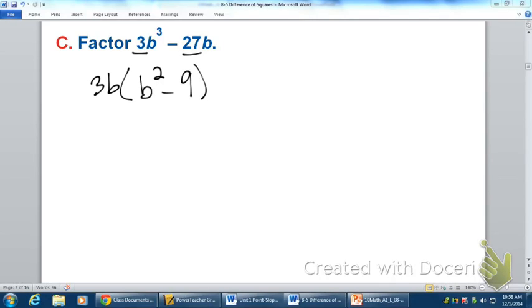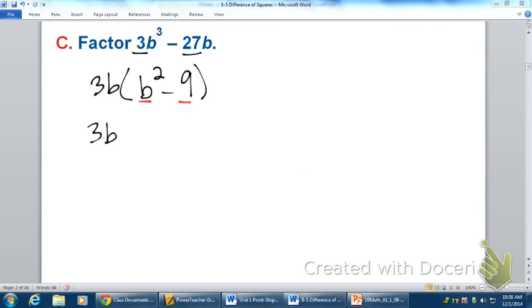Okay. Now, is this b squared a perfect square? Is this 9 a perfect square? No. Think about it. It is. Wait, what? How do I get to b squared? I just multiply it by itself. Yeah, b. How do I get 9? I multiply 3 times 3. So, now that 3b that we factored out to begin with, leave it out there. We're done with it. We're not messing with it anymore. Is that the answer? No.